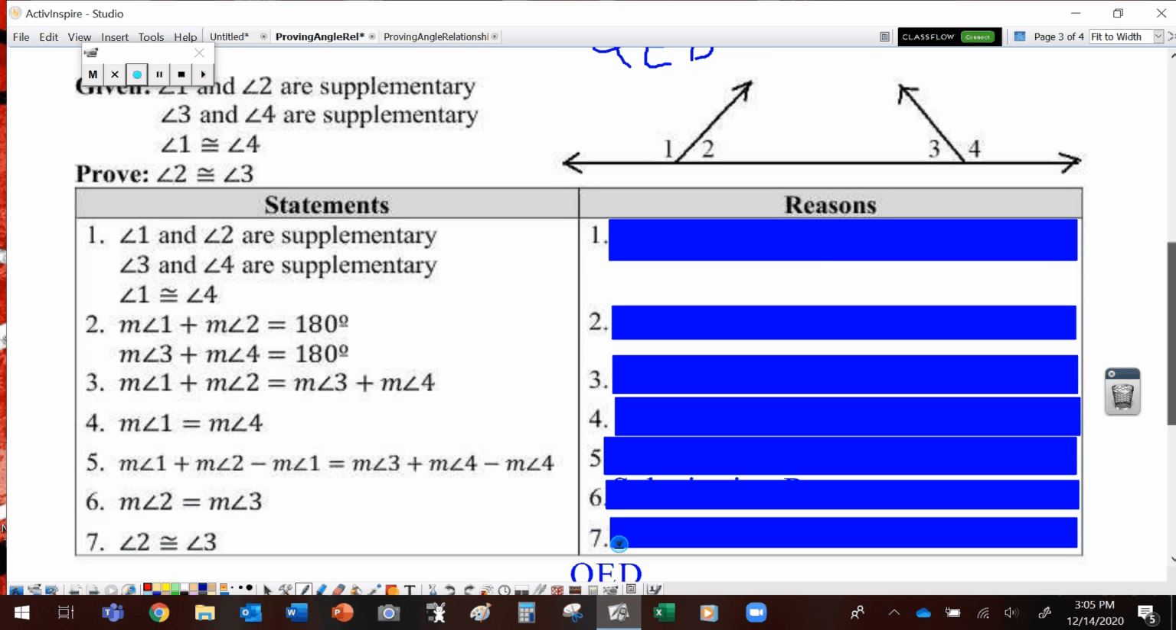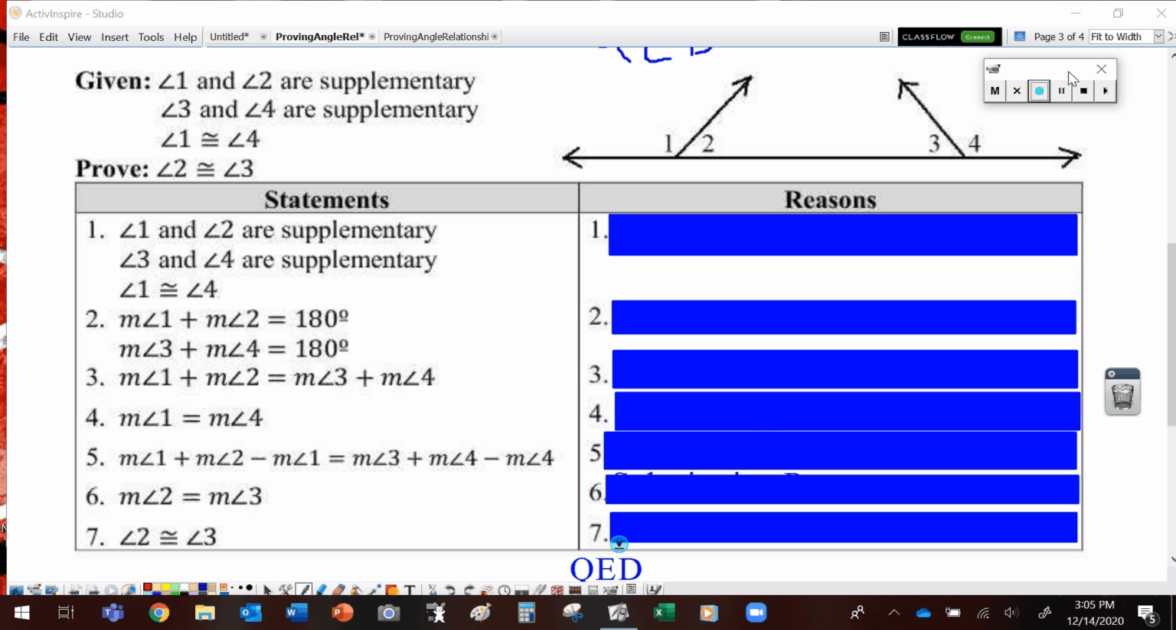Okay, next up. Okay, very similar. I have angle 1 and angle 2 are supplementary. So 1 and 2, supplementary.